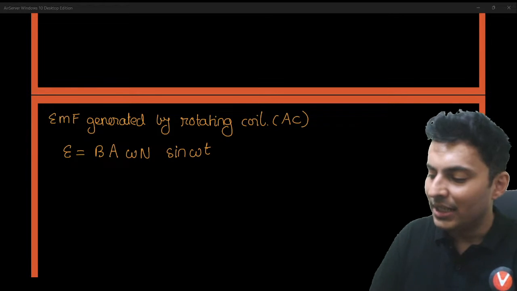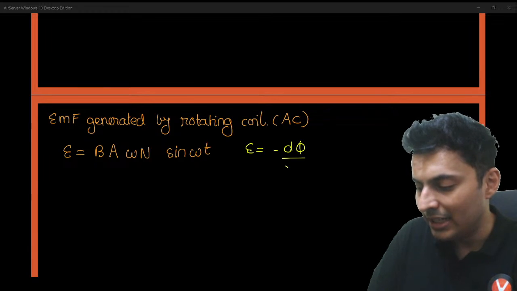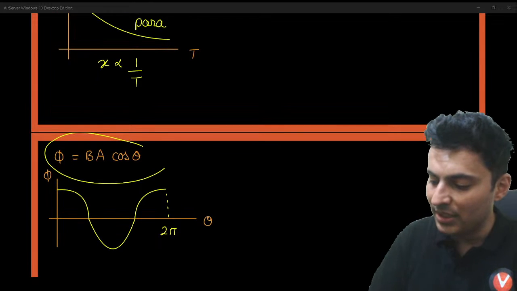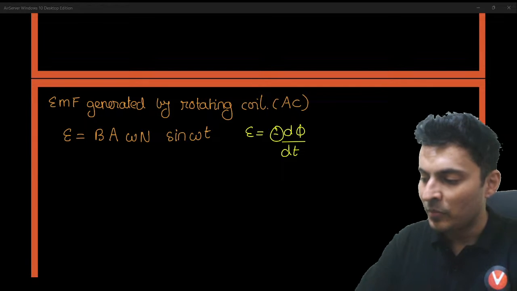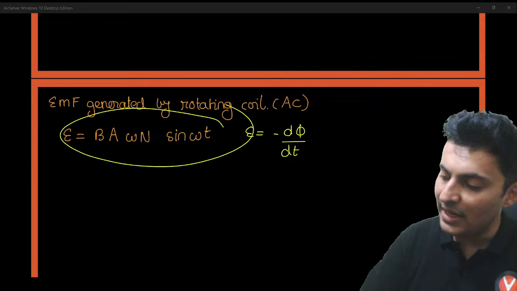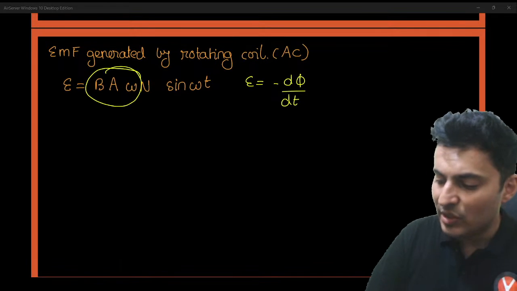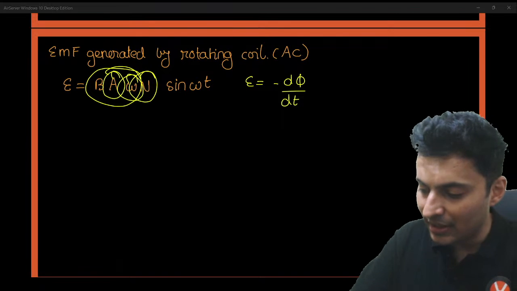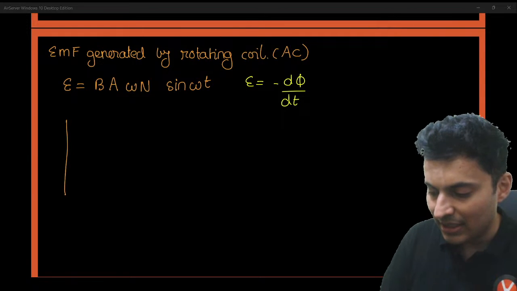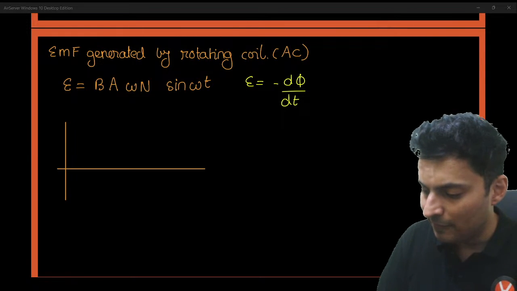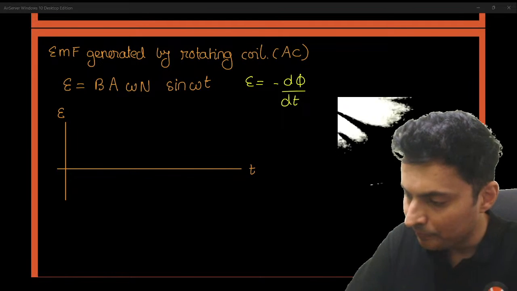Where does this come from? It comes from Faraday's law. Basically, E is minus d phi by dt. So if you take the derivative of this, cos derivative will become minus sine, and another minus will make it positive. So that's how you get this BA omega n sine omega t. Because B, A, omega and n are constant, the only varying term is sine omega t. You will notice the graph looks like a sine graph, just like what we would expect with respect to time.